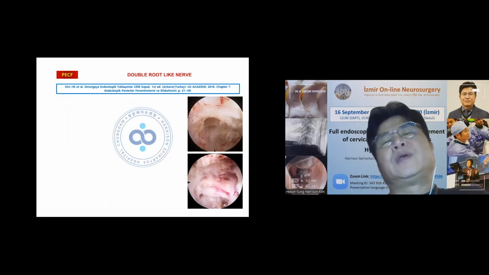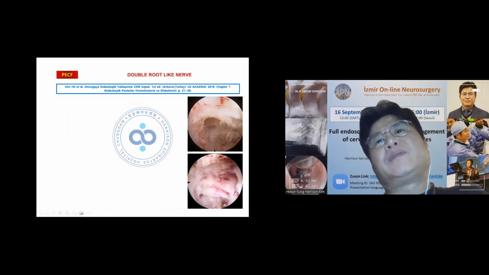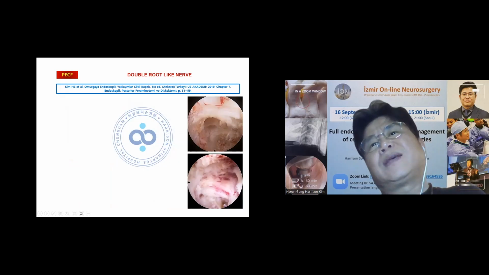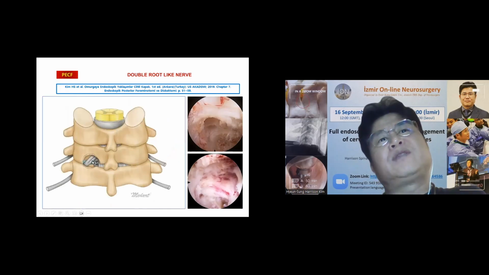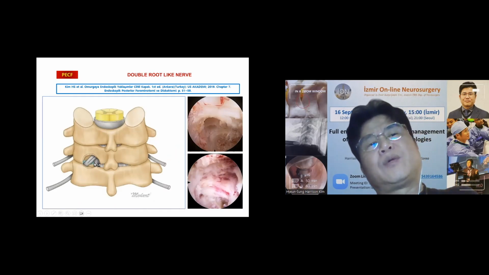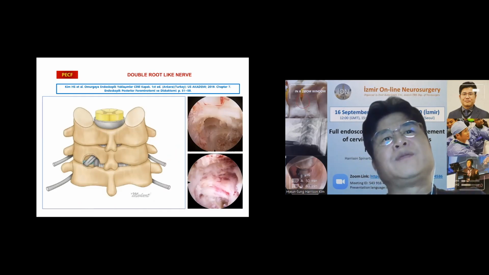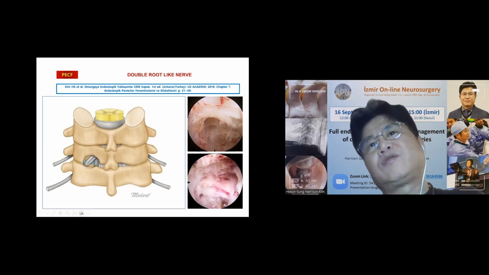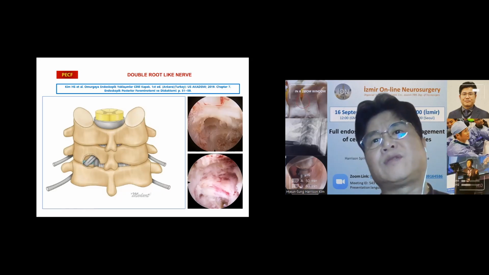And also in the cervical foraminotomy, we always meet this double-root-like area, but actually one is sensory and one is motor. The motor root is located more ventral and lower, and the upper area is sensory. You can see two nerves like this, but actually this is not two nerves. This is one nerve. One part is motor, one is sensory.